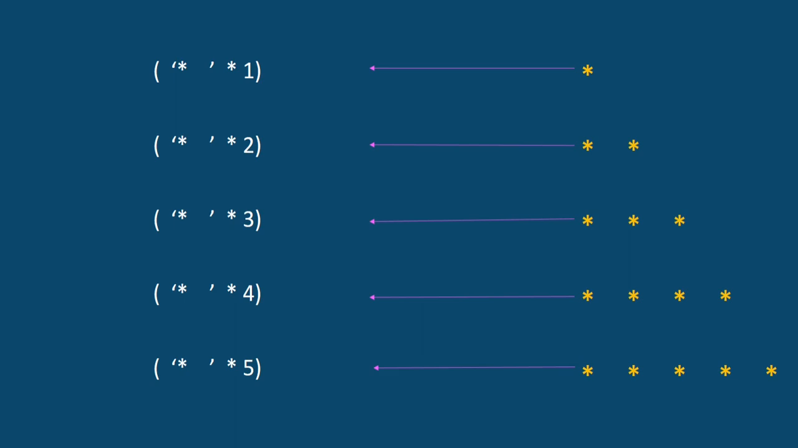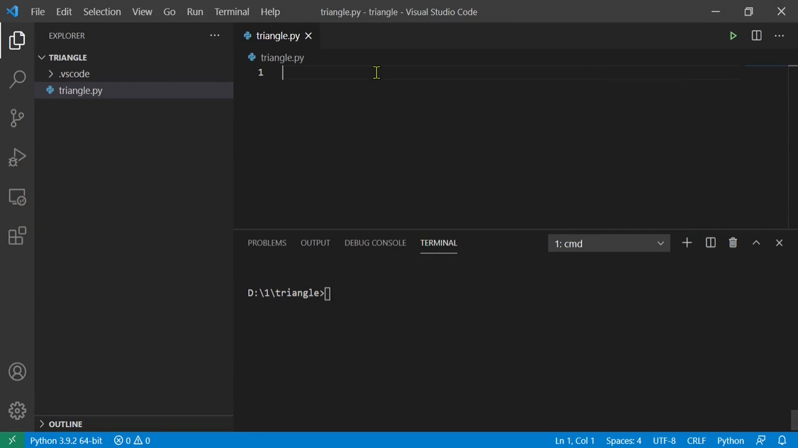Let's move to Visual Studio Code and execute this pattern. This is our triangle.py file. Declare and initialize a variable i as 0. We are going to use a while loop here. While i is less than 5, the number of lines we need to draw this pattern, and at the end of every iteration we are going to increase the i value by 1.